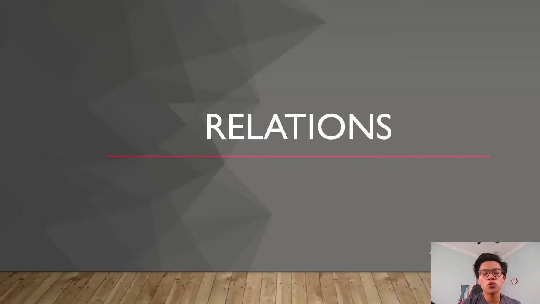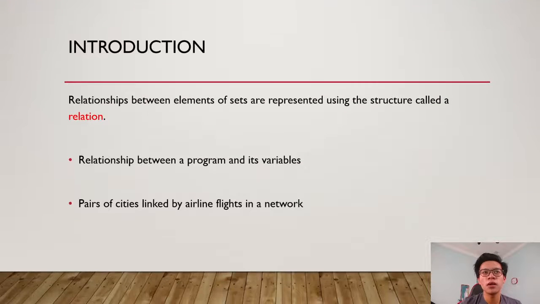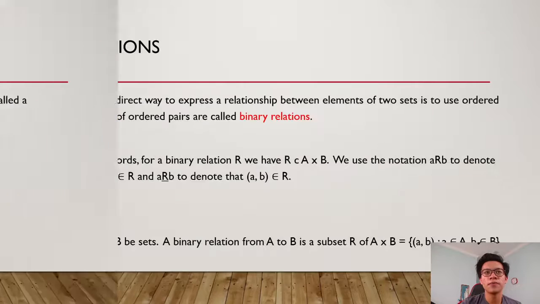Matrix number 1200529. Today I want to present about the topic of relations. For the introduction, relationships between elements of sets are represented using a structure called a relation, such as the relation between a program and its variables, or pairs of cities linked by a flight line in a network.